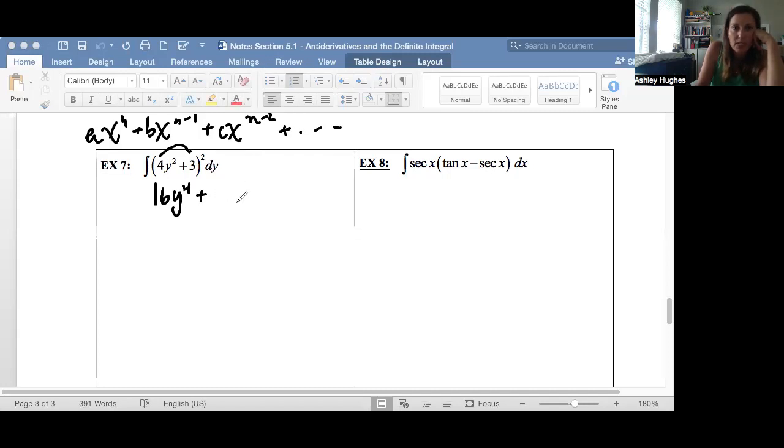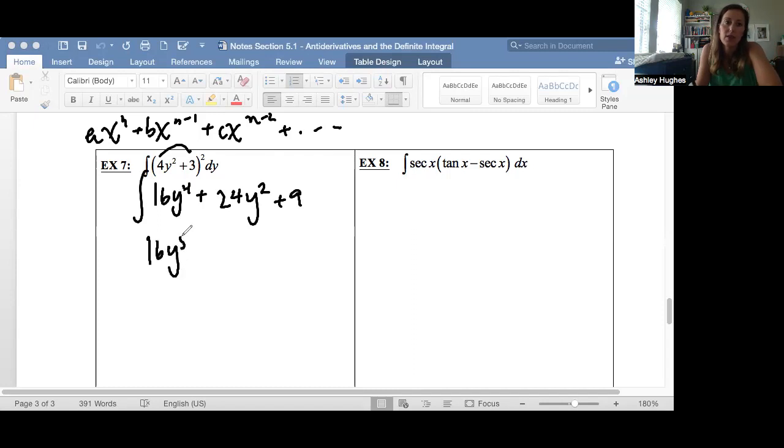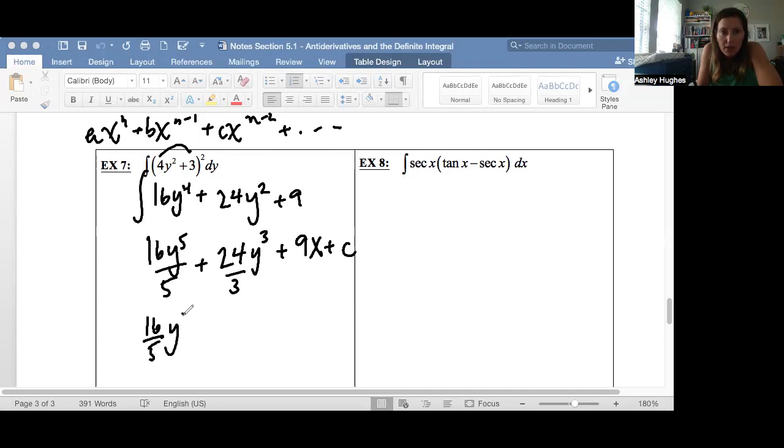Multiply and double, so 24y squared plus 9. So the antiderivative of this, you add 1, so 16y to the 5th over 5 plus 24y cubed over 3 plus 9. When it's a constant, you just add the x. So this is 16/5 y to the 4th plus 8y cubed plus 9x plus c.